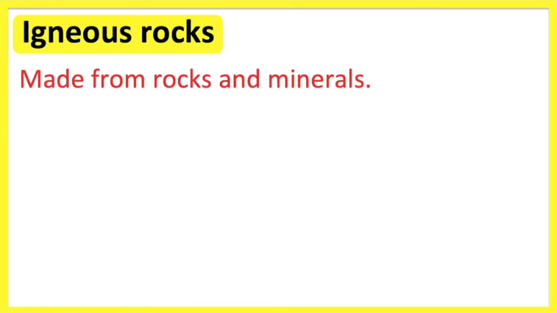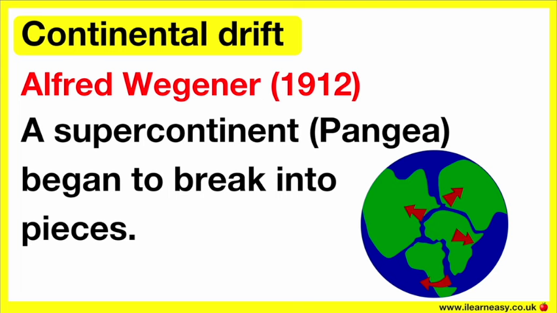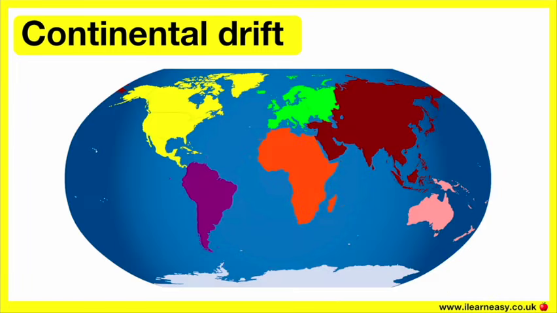In 1912, a German scientist published the concept called continental drift. He suggested that over 200 million years ago, a supercontinent began to break into pieces and moved away from one another. He called this supercontinent Pangaea. The process of this supercontinent breaking into pieces and these pieces moving away from one another are all the different continents that we see today. Although this theory was dismissed at first, it was later accepted due to new data that supported the idea of continental drift or plate tectonics.